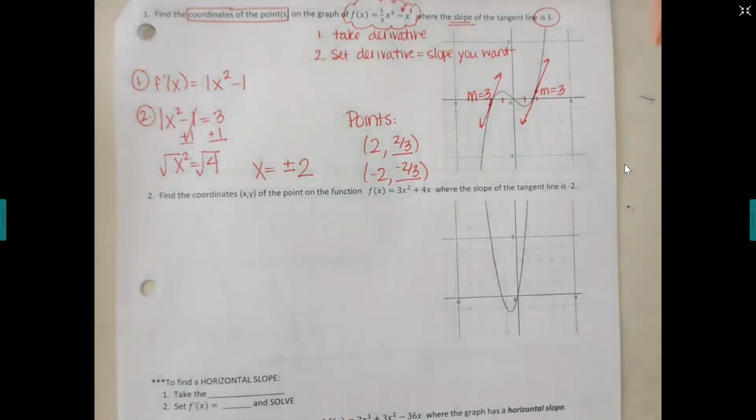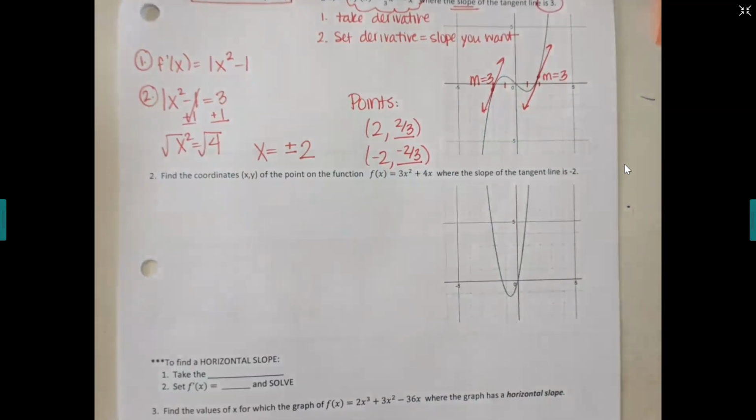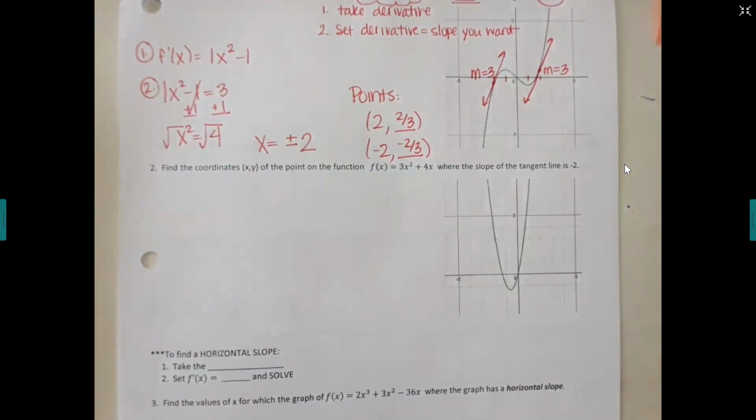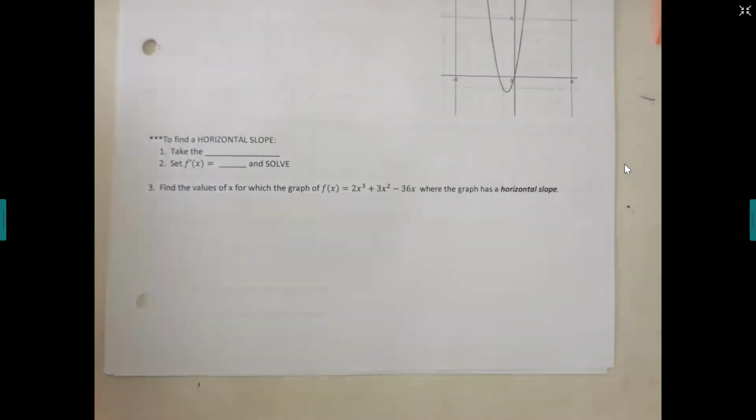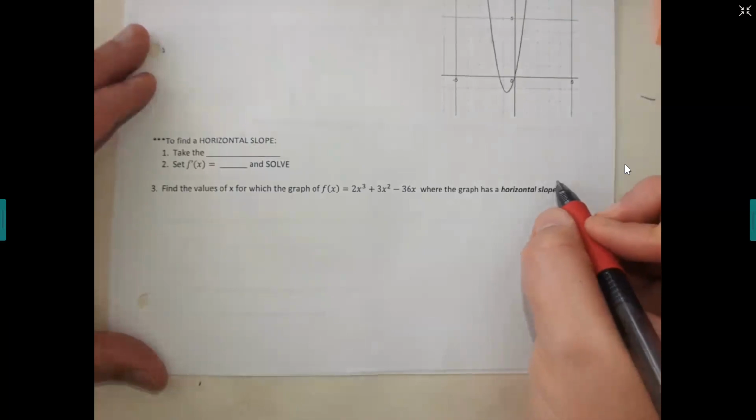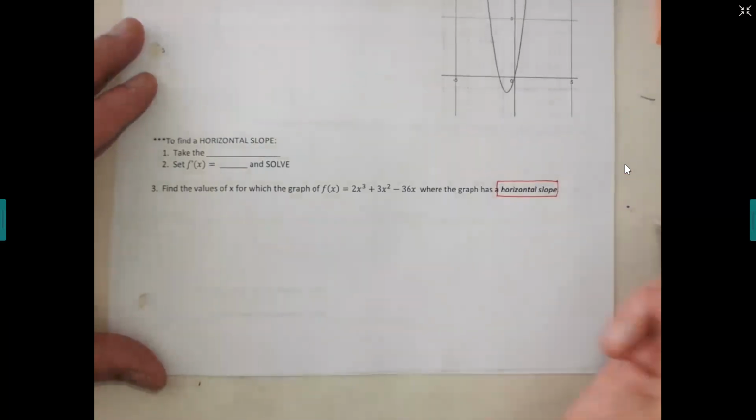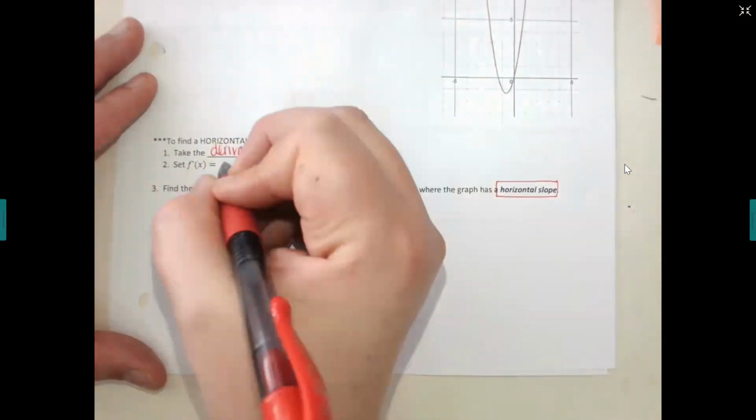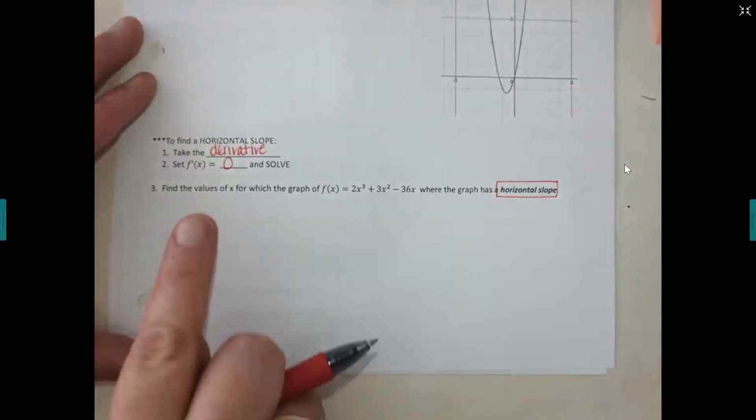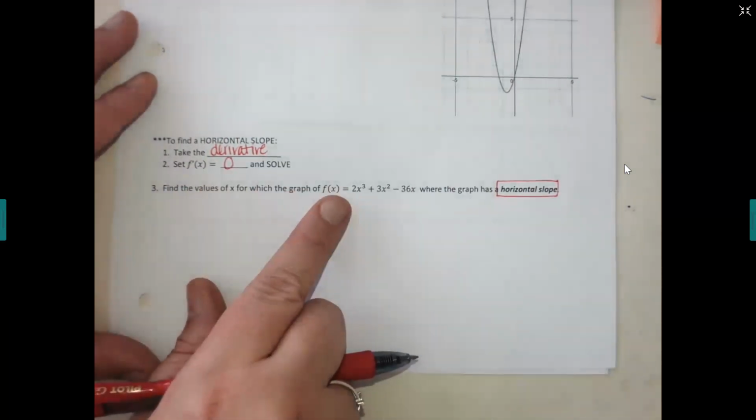All right, go down to the last question we're going to do today, number 3. Read through it. What type of slope do I want in that question? What does it say? Horizontal is what number? 0. So I'm going to take the derivative, and then I'm going to set it equal to 0 because I want a horizontal slope. Okay, so let's do that. Take the derivative here. Step number 1.